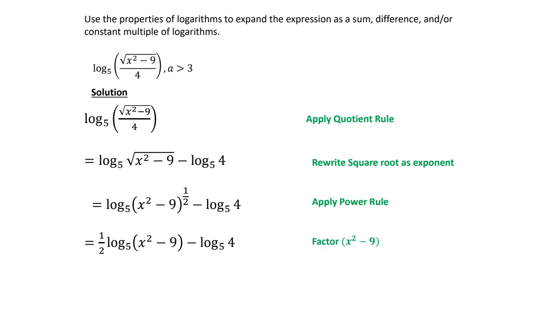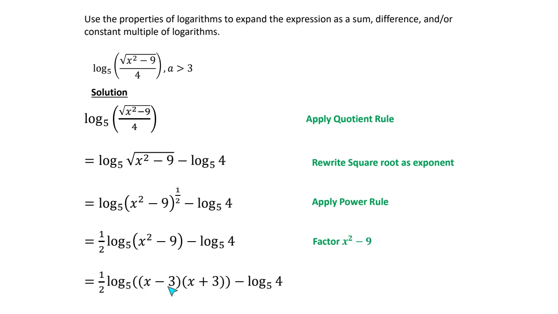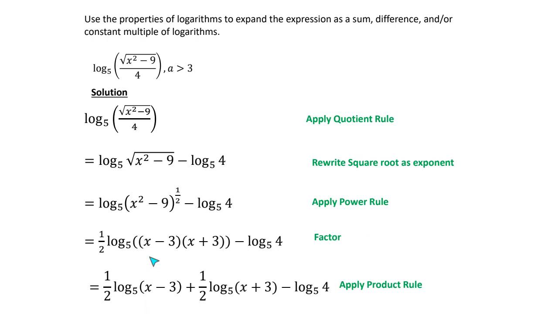Okay, so we can factor x squared minus 9. So we end up with x minus 3 and x plus 3. These are being multiplied, so we can use the product rule and we can separate it with addition. So log of x minus 3, and then we have a plus, and then we have log of x plus 3, and the half is applied to both of them. And so now we have, from one log, we were able to rewrite it with addition and subtraction in this case.